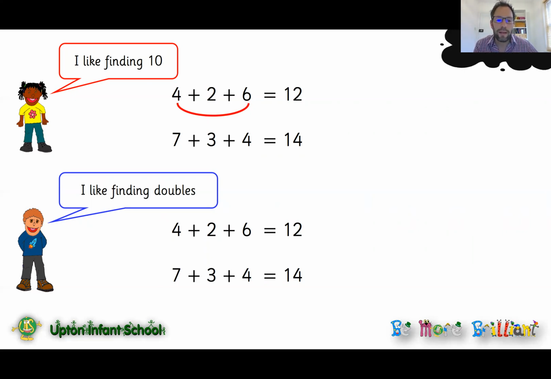What about the next one? 7 add 3 add 4. Can you make 10 out of 7 and 3 and 4? Yes, you can. 7 and 3 makes 10. 10 add 4 is 14.